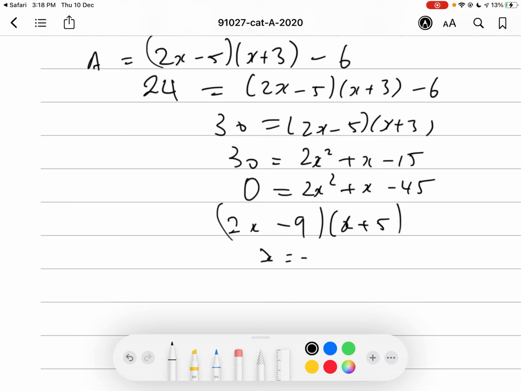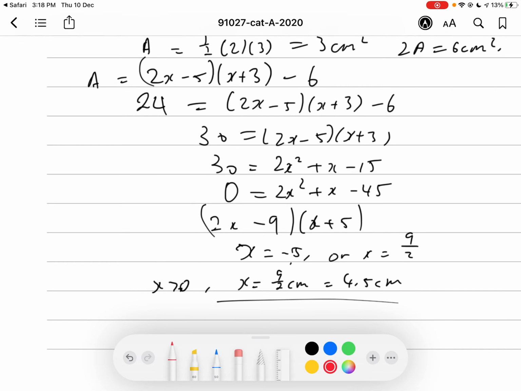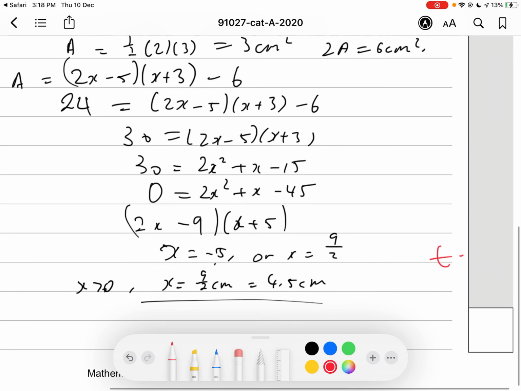And this should give us x equals negative 5, or x equals 9 over 2. But since x is strictly greater than 0, you can say that x hence equals 9 over 2 centimeters, which equals 4.5 centimeters. And that's our final answer for this question. This should be an excellence level question here.